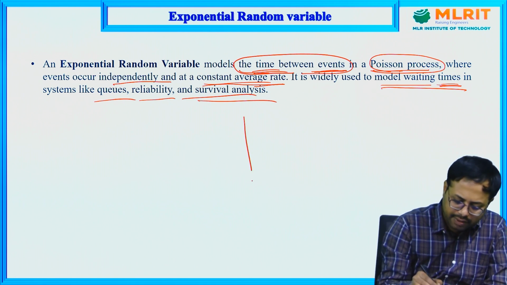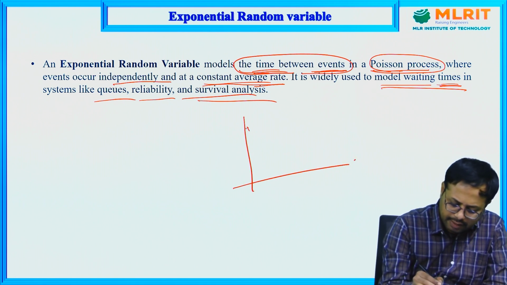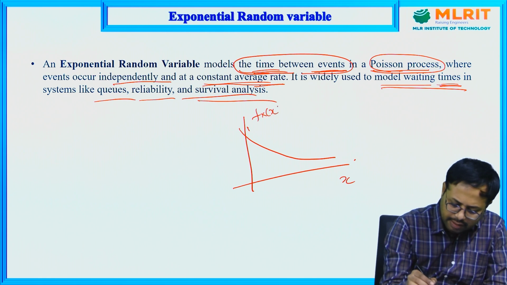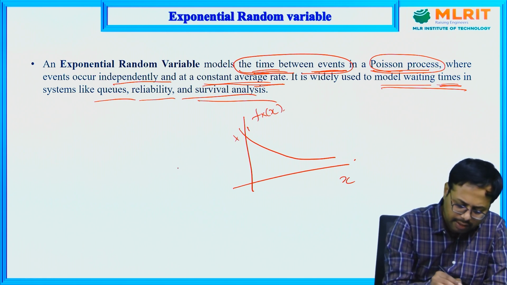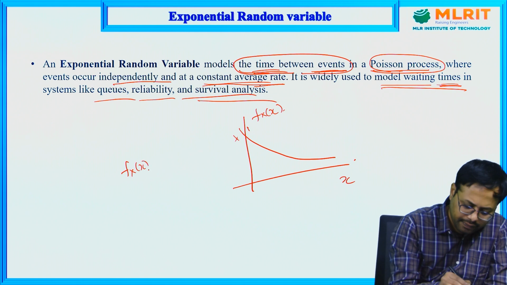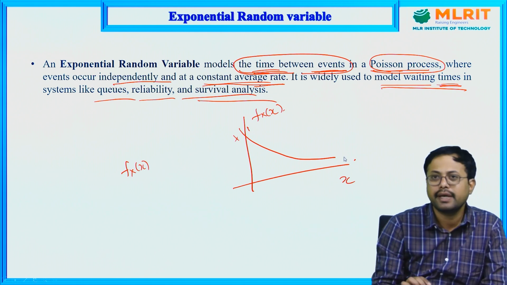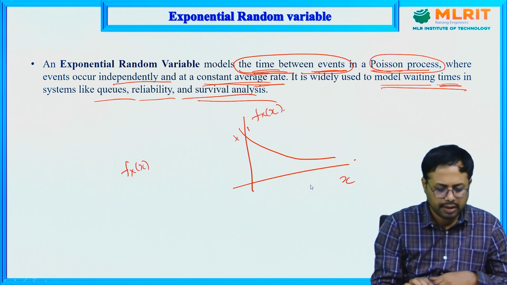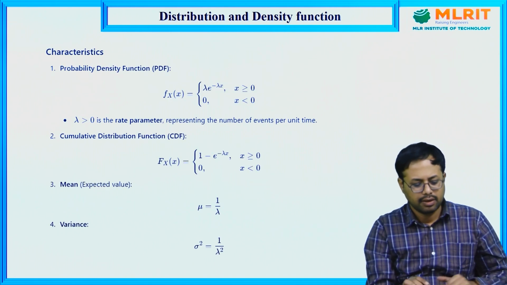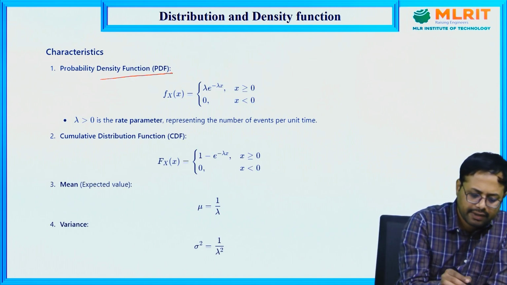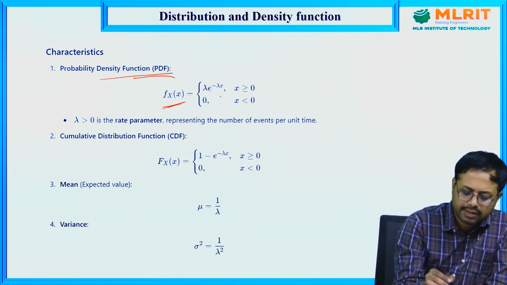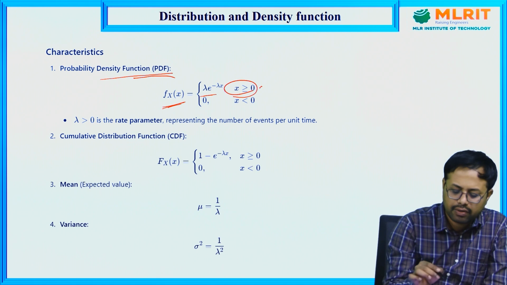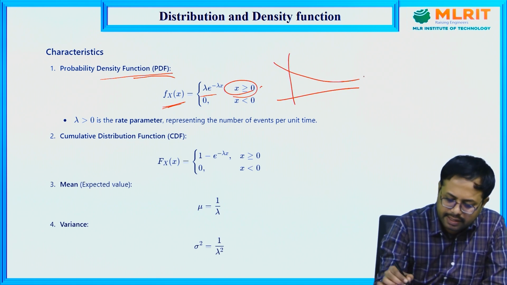This is the representation, x and fx of x, where you may have lambda. Generally fx of x is an exponentially decaying curve for the exponential random variable. The different formulation is in the next slide. The probability density function is fx of x equal to lambda e power minus lambda x, for x greater than or equal to 0, where we define this as lambda.